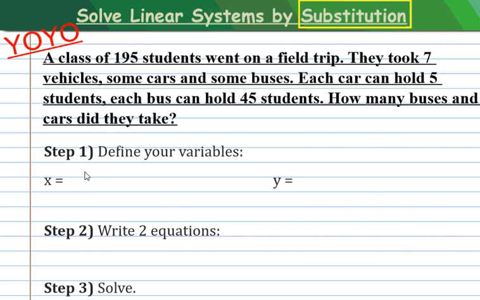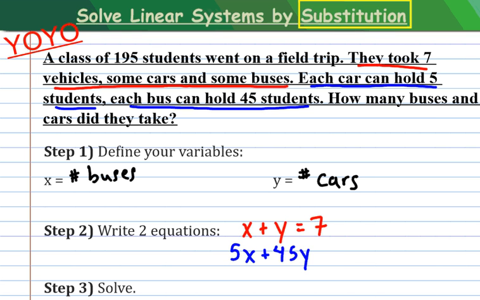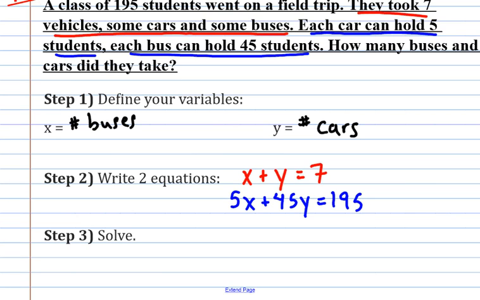Here we go. The 2 things we don't know is buses and cars, so x might be number of buses. Y would be number of cars. Write 2 equations. Well, the first one was they took 7 vehicles, some cars and some buses. So number of buses plus number of cars has to equal 7. Then they said each car can hold 5 students. So 5 students for every car, plus each bus can hold 45 students, so 45 for every bus, has to total 195 students.